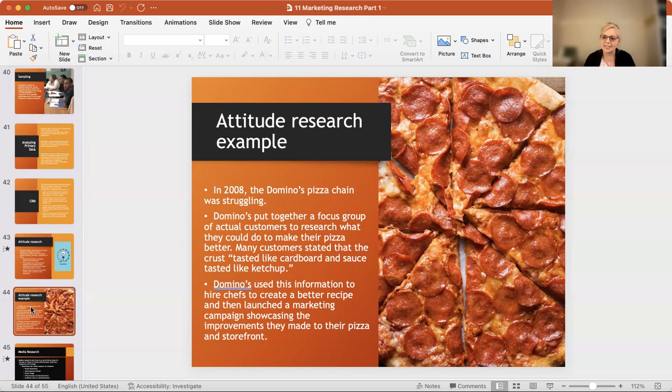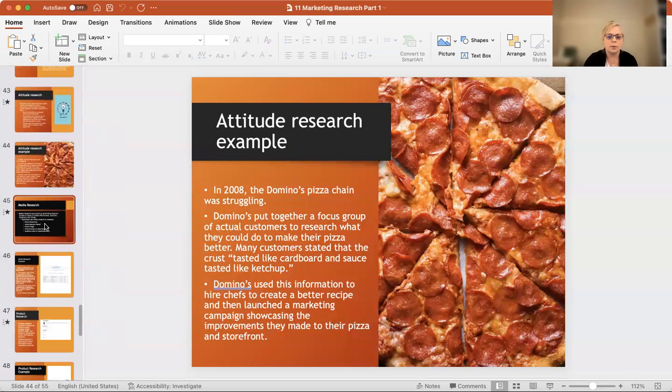And one of the things that they found was that universally, customers thought that their food tasted like cardboard and the sauce tasted like ketchup. Ugh, yikes. So don't do qualitative research if you're not willing to hear the truth. Anyway, it helped them. And of course, they've managed to really jumpstart their business. And they are one of the leaders now.